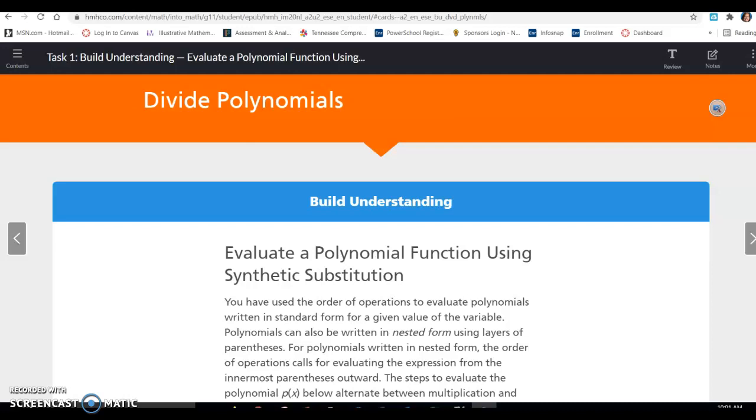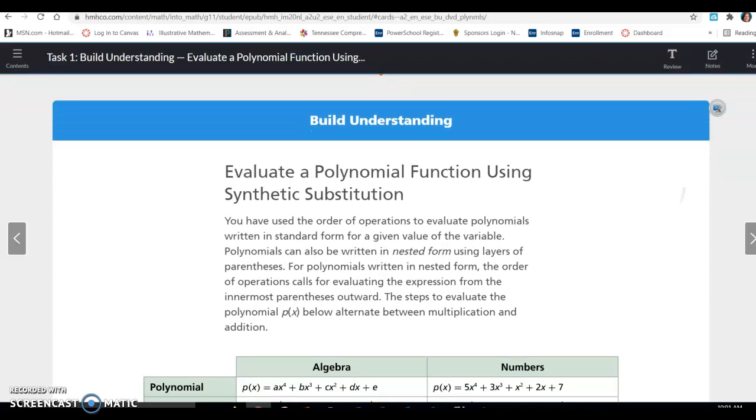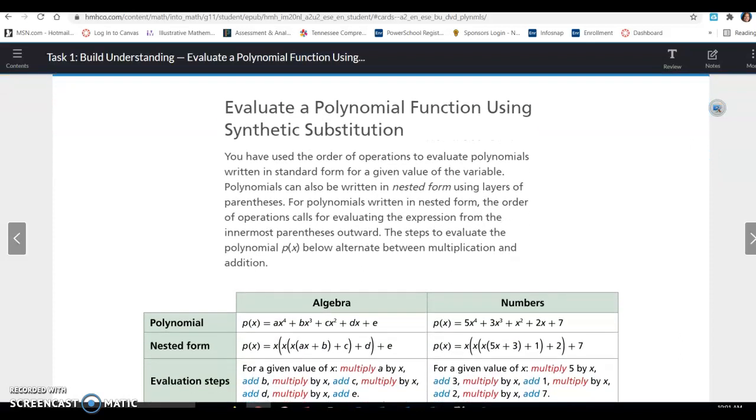Alright guys, today we're going to talk about lesson 4.5 in the textbook, and we're going to start with task 1. Now we're going to be dividing polynomials, and we're actually going to do 3 or 4 different methods that you're going to learn in this section. The first thing we're going to look at is synthetic substitution. This is not my favorite, but you may like it, so you may want to use it. But we're also going to learn synthetic division and long division, which are both necessary that you learn.